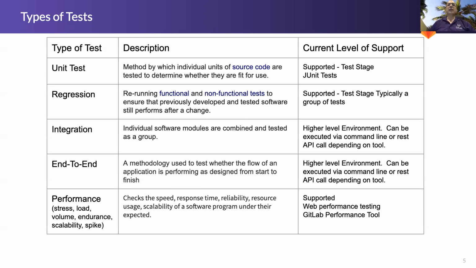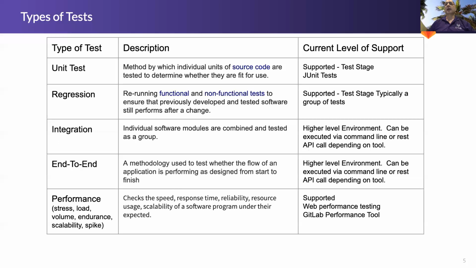End-to-end is really a methodology where you want to make sure that if I submit some data on the front end, that data is going to flow through my application, and the application is going to perform as designed, and that data is going to end up in the correct state here. So once again, that would be a higher level environment. And once again, we can do that through executing via the command line or REST API calls, maybe to a different tool as well.